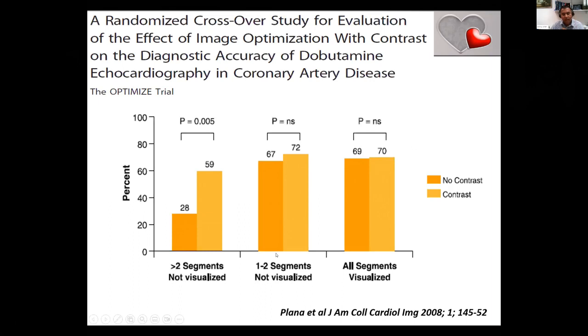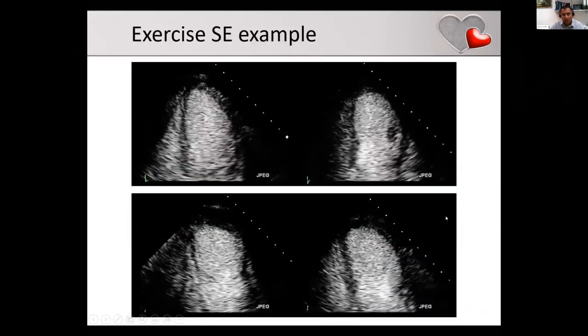And this is what really informed the original guidance that if you can't see two or more adjacent segments, you should use contrast. That number really came largely from this OPTIMIZE trial.